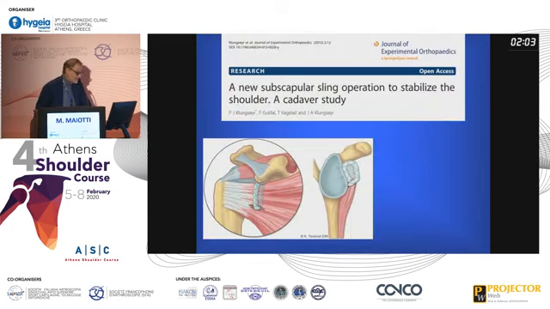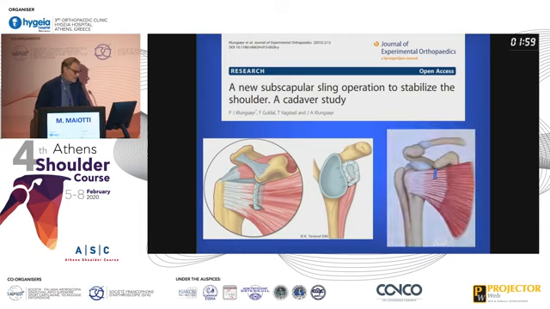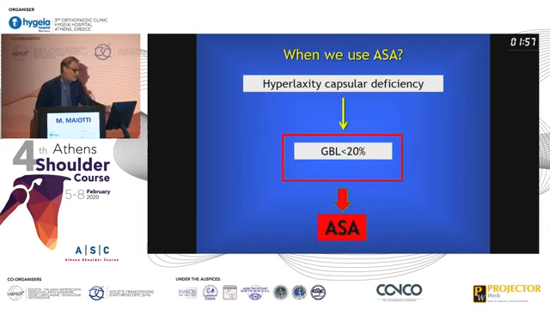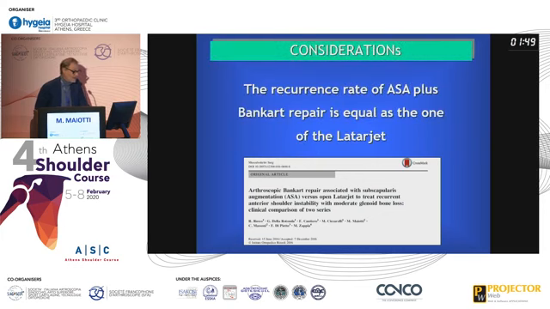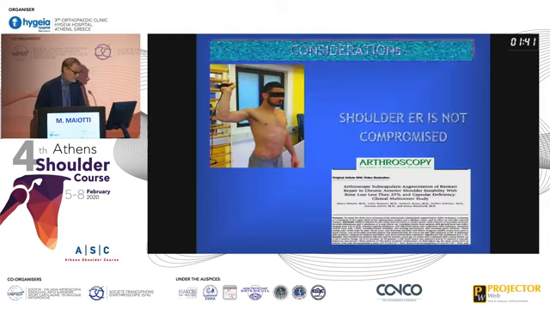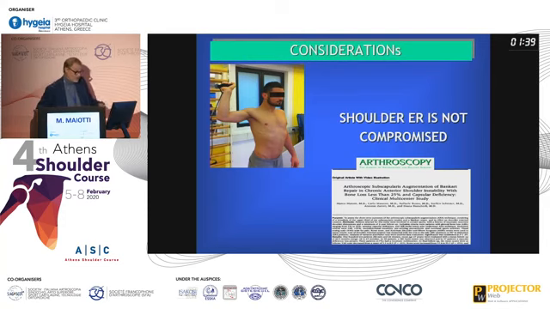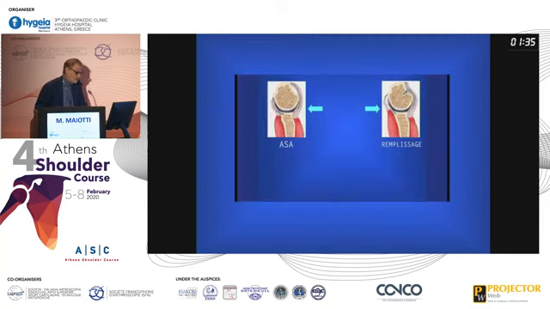These are other guys that tried this operation in another way. So when do you use it: hyperlaxity, capsular deficiency, and glenoid bone loss less than 20%. This is a problem to calculate. And the recurrence rate of ASA plus Bankart repair is equal to the Latarjet when the indication is good. Important, there is no compromise of the external rotation.